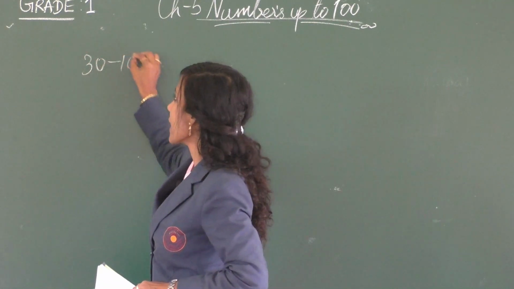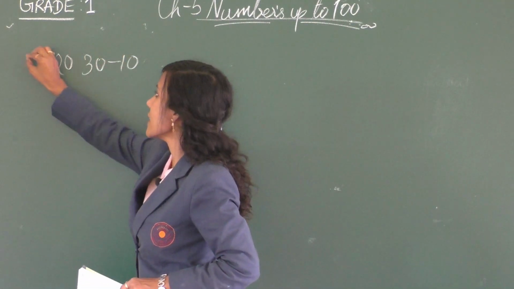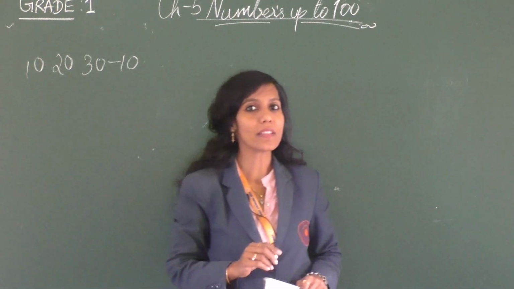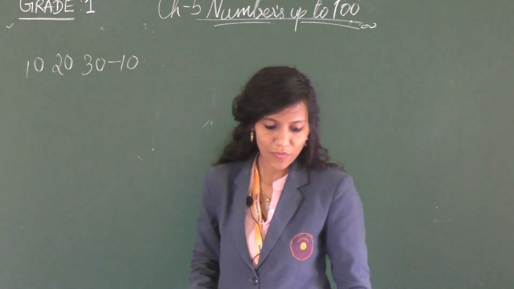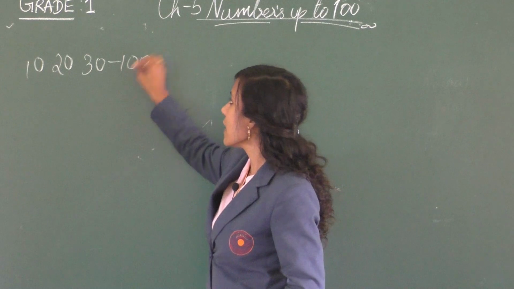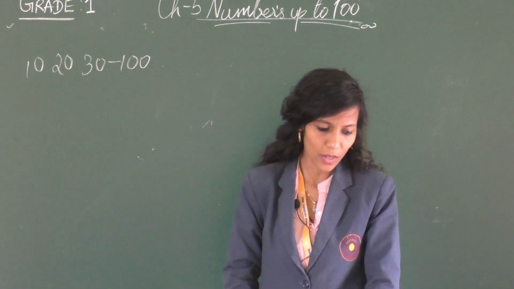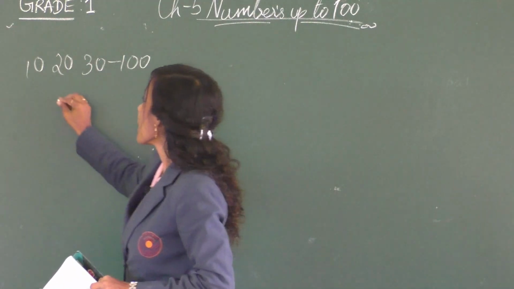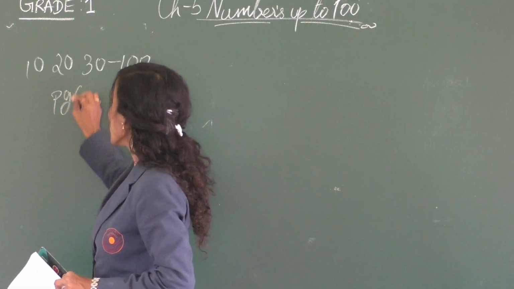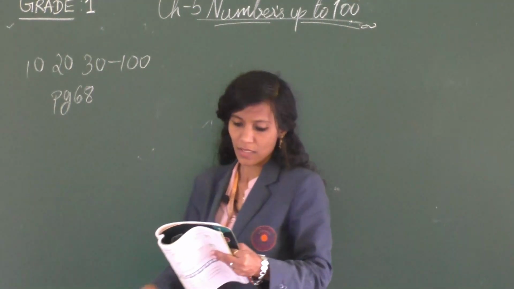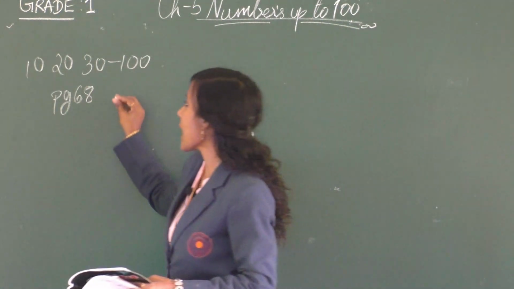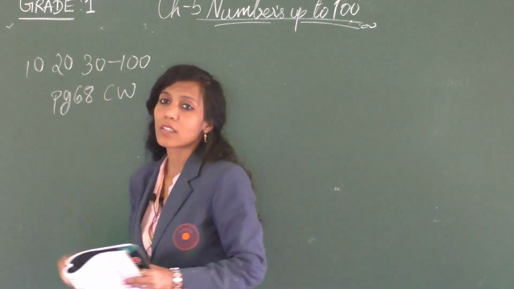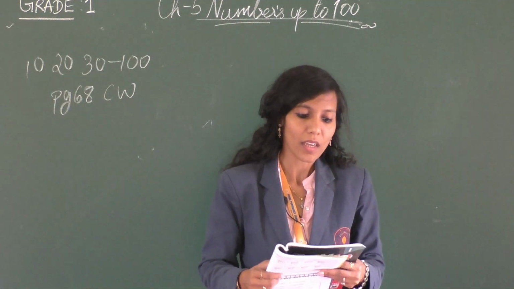In the previous class we had the introduction, from 30 till 100, 20 and 10s, and we finished our first chapter. So in the fifth chapter we are here, till 100. Now your page number 68, you will be doing as classwork. So let us do it together.